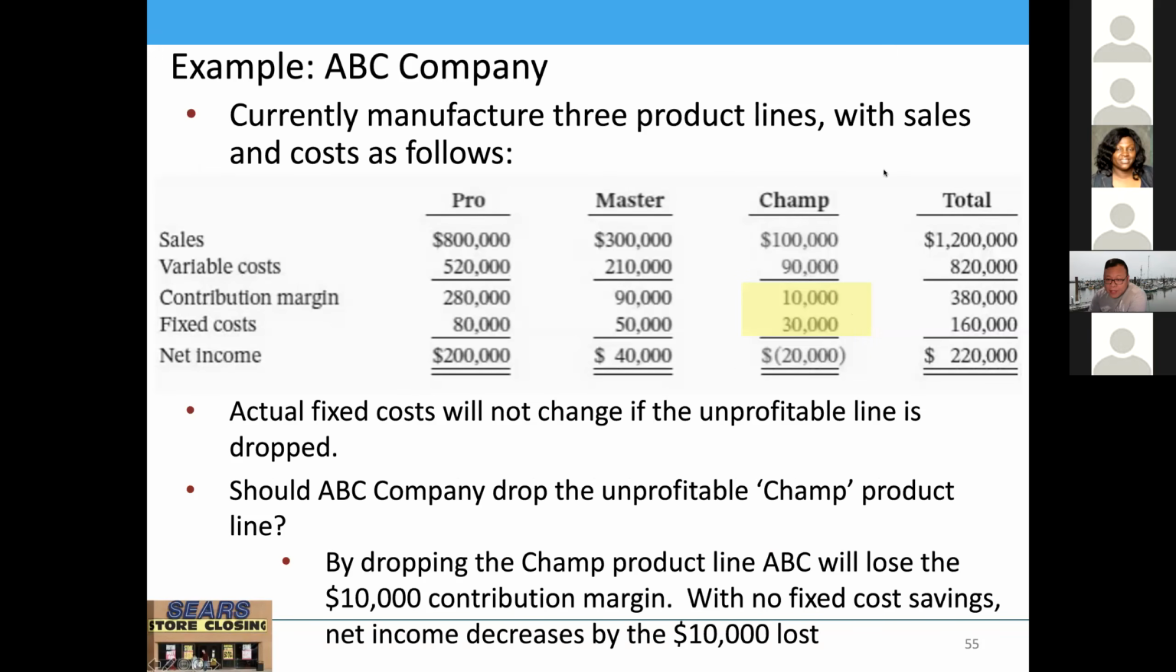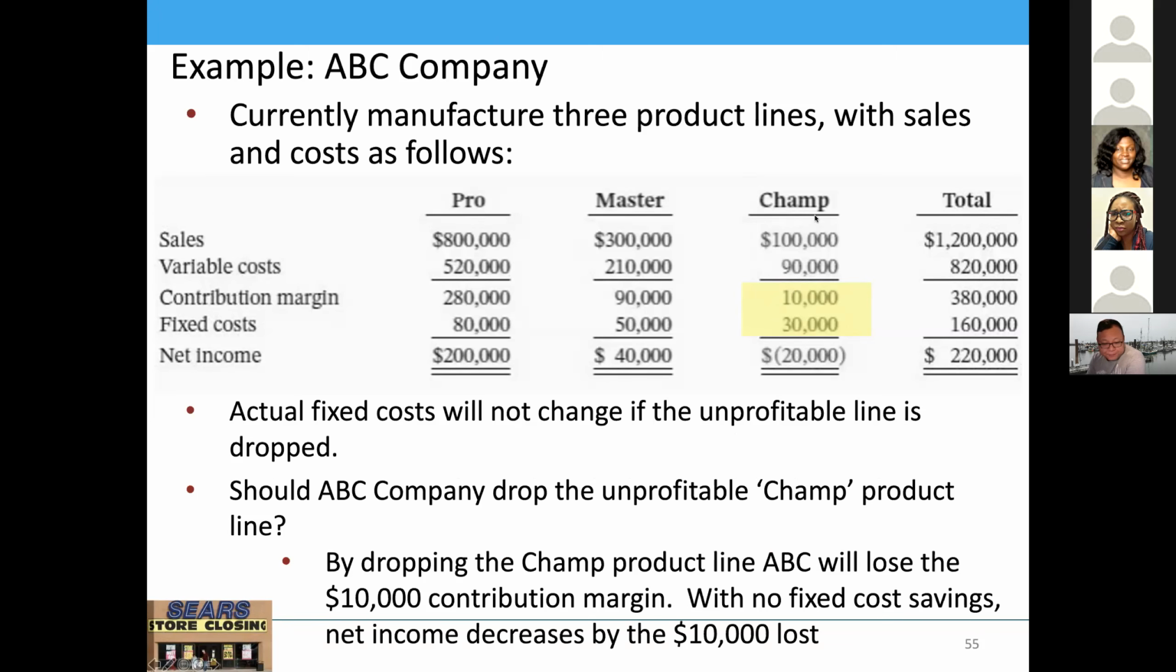So by dropping this line, you are losing that $10,000 contribution margin, and you do not save any fixed cost, right? Because the actual fixed cost will not change if you drop this line. So there's no cost saving by dropping this line, but you lose that contribution margin. So you should not drop this line.